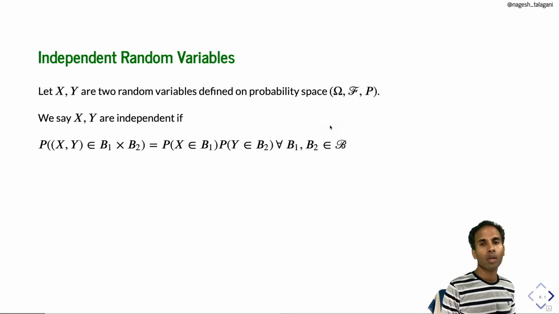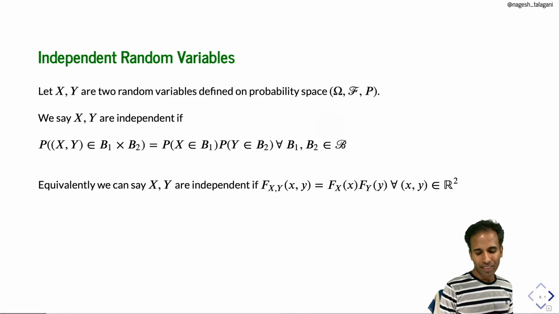Usually we don't work with the probability distribution functions. Rather, we work with CDFs, PMFs or PDFs, right? Let me give alternative definitions of independence of two random variables. Equivalently, we can say X and Y are independent if joint CDF equals product of marginal CDFs.